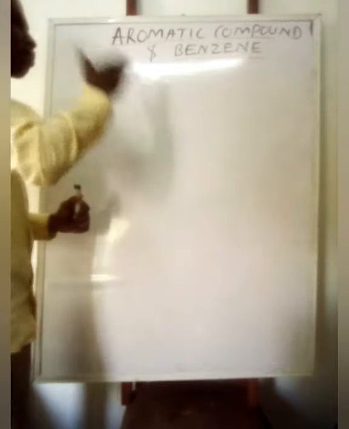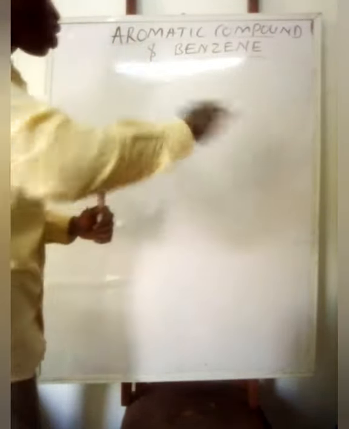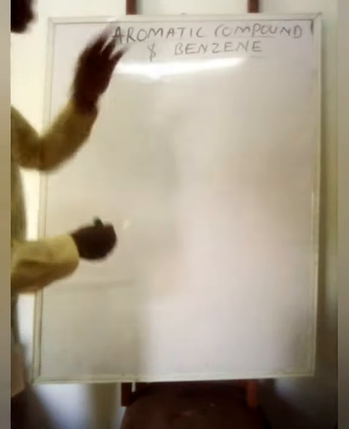Before moving to benzene, in summary, from my previous explanation, aromatic compounds are compounds that obey Huckel's rule, which is what? 4n plus 2 pi electrons. If the pi electrons from the structure equal the pi electrons from Huckel's rule, therefore it's what? Aromatic, and otherwise it is what? Non-aromatic. And let's talk about benzene.